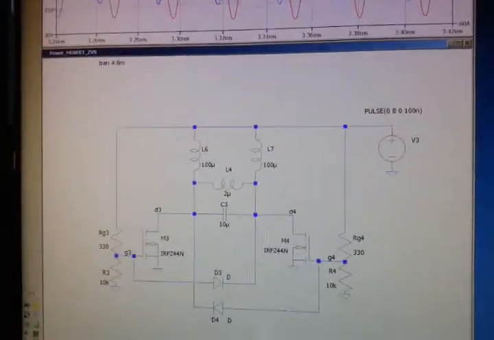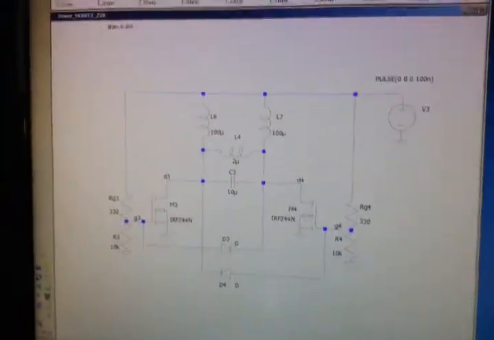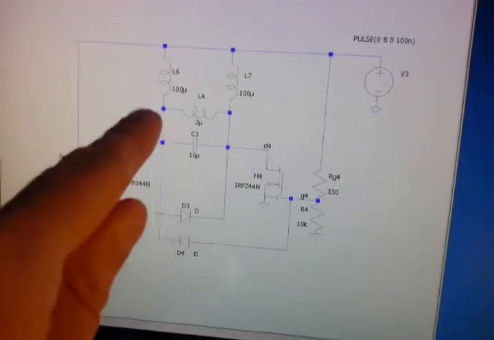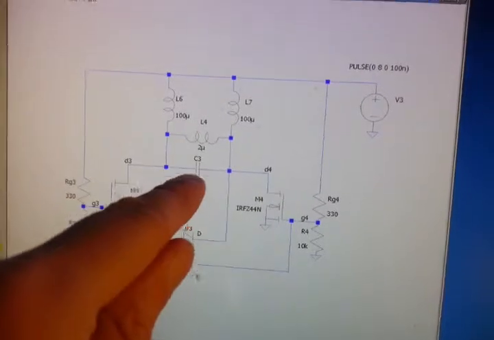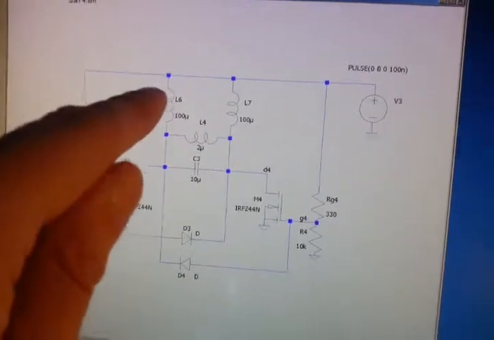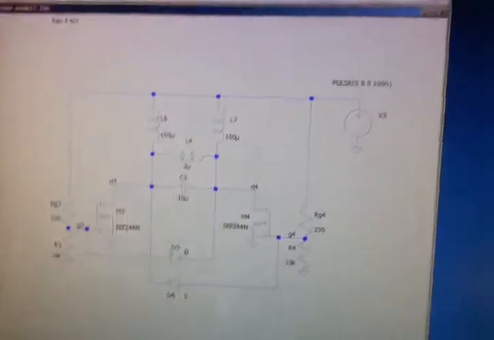So here is the auto generator circuit, very basic and simple. Only two MOSFETs are used. That's based on the resonance circuit with inductance and capacitor. We have extra inductance to decouple it from the power supply. Here's the generation.